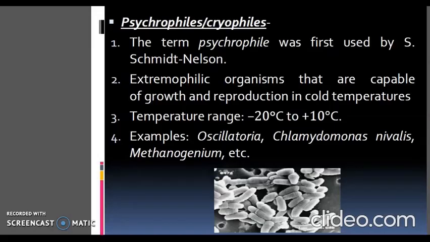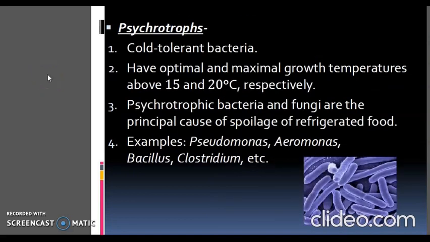The term psychrophile was first used by Schmidt-Nielsen. They are extremophilic organisms that are capable of growth and reproduction in cold temperatures. And the examples include Oscillatoria, Chlamydomonas nivalis, Methanogenium. Psychrotrophs are facultative psychrophiles. They are cold-tolerant bacteria. Psychrotrophic bacteria and fungi are the principal cause of spoilage of refrigerated food and the examples include Pseudomonas, Aeromonas, Bacillus, Clostridium.